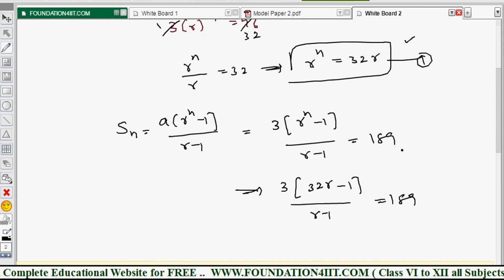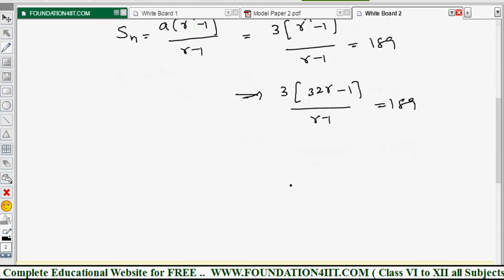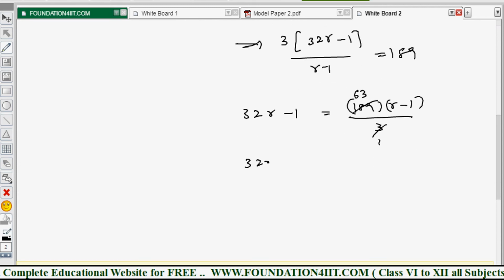Now just by doing cross multiplication, we will get the R value. That is 3 into 32R minus 1 is equal to 189 into R minus 1. So you can divide by 3. You can cancel, 3 ones are 3, and 189 divided by 3 is 63. Okay. Then just simplify this. So 32R minus 1 is equal to 63R minus 63.